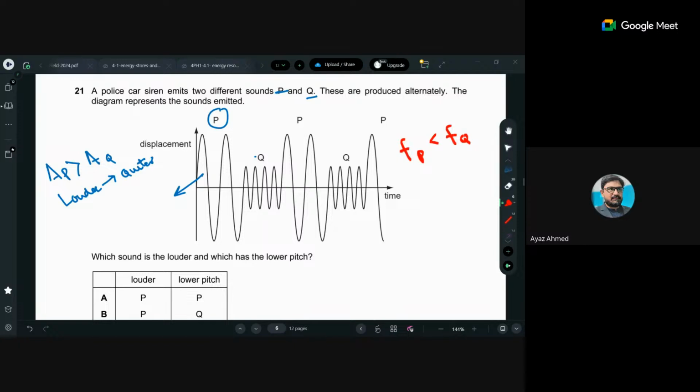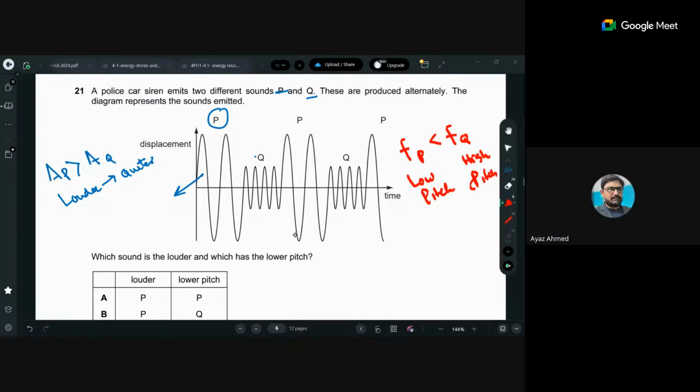Isn't it reversed? Frequency of P is smaller than frequency of Q. It means P is low pitched and Q is high pitched. Am I right? Yes.